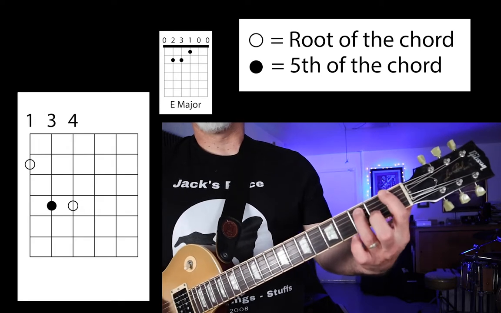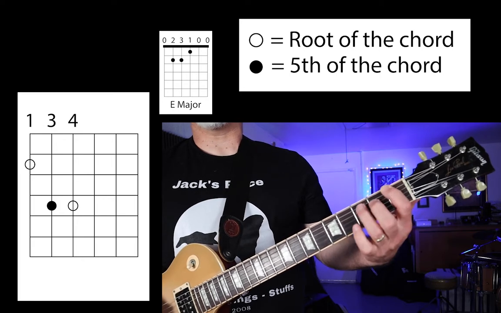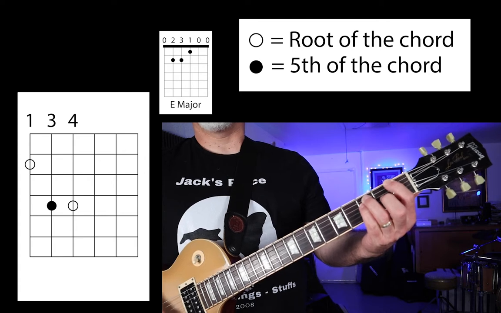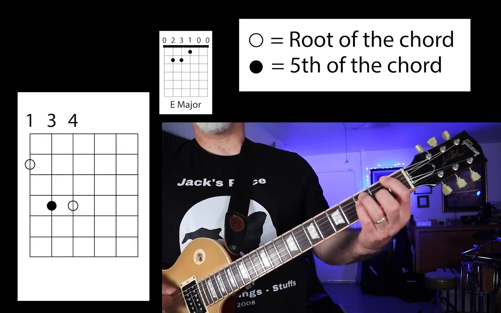If we're to move it up, the easiest way to do this is put your first finger on the sixth string on the first fret, third finger on the fifth string on the third fret, and little finger, fourth finger, on the fourth string on the third fret.